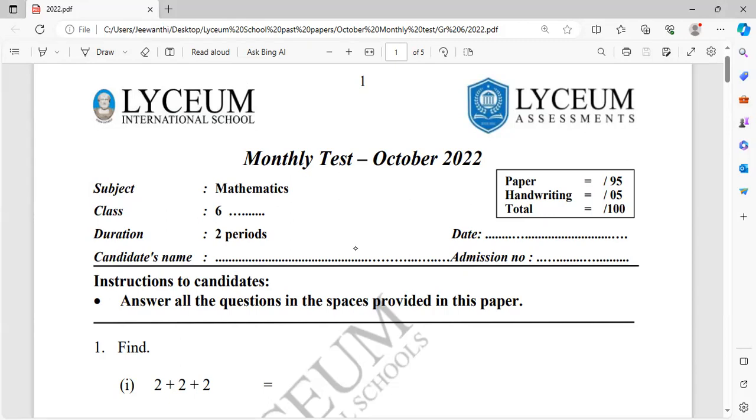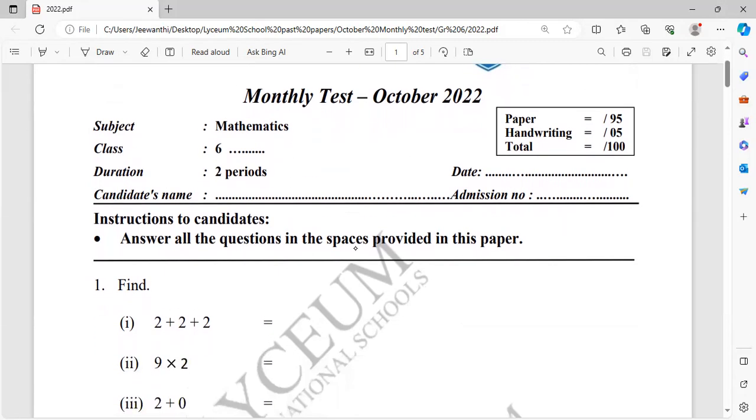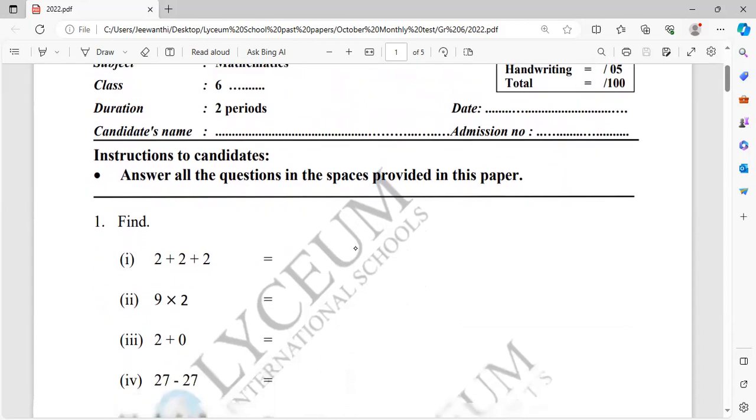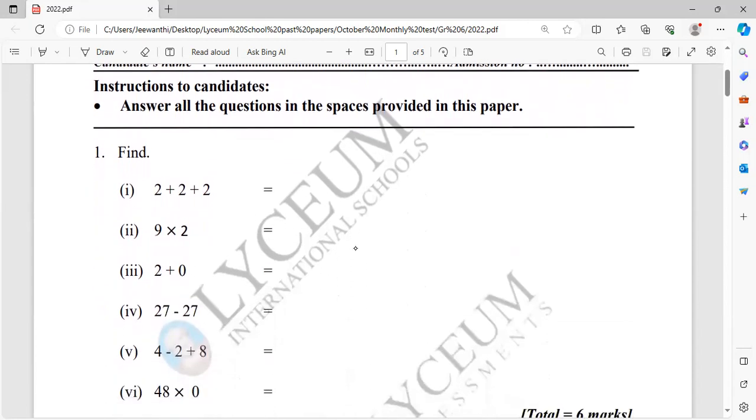Okay, so the first thing we want to understand is the marks allocation. We get 95 marks for the paper and 5 marks for the handwriting. And they have given the instructions. I always advise you to read the instructions properly before going for the paper. Here they have instructed us to answer all the questions in the spaces provided in this paper. That means you are not allowed to write the answers on line papers. Whatever workings and answers you want to write, you write in this paper itself, right?